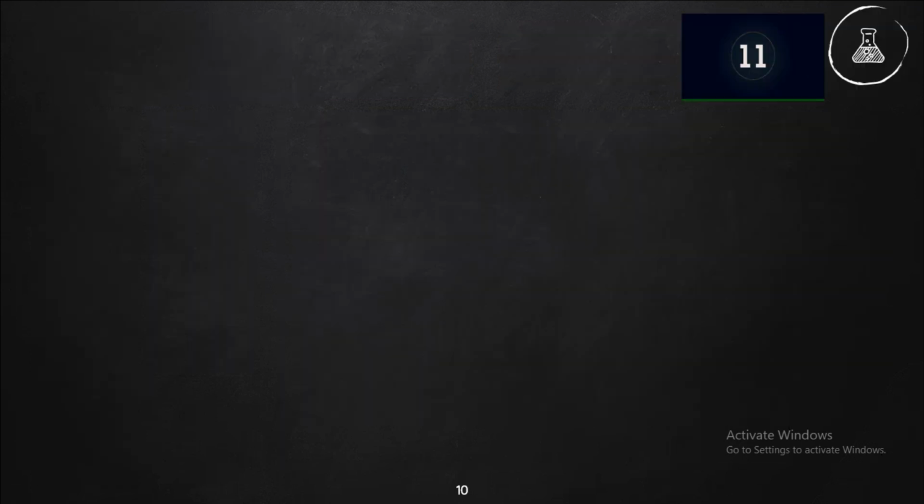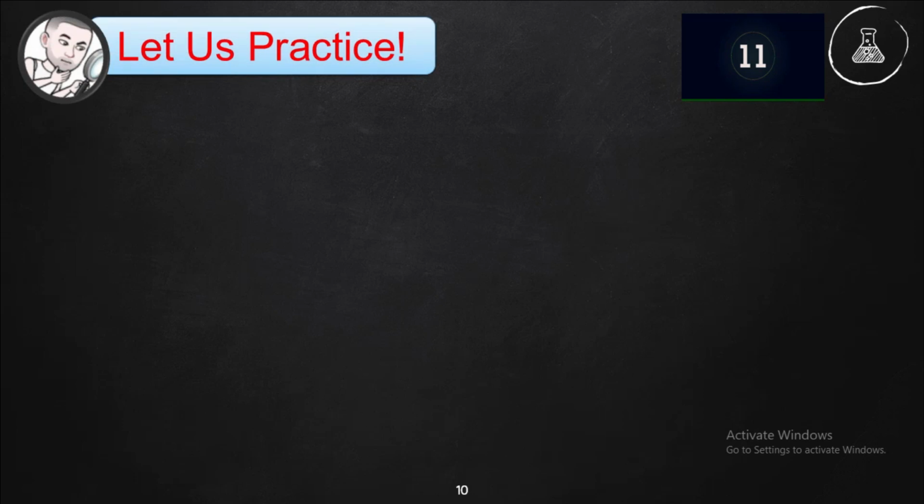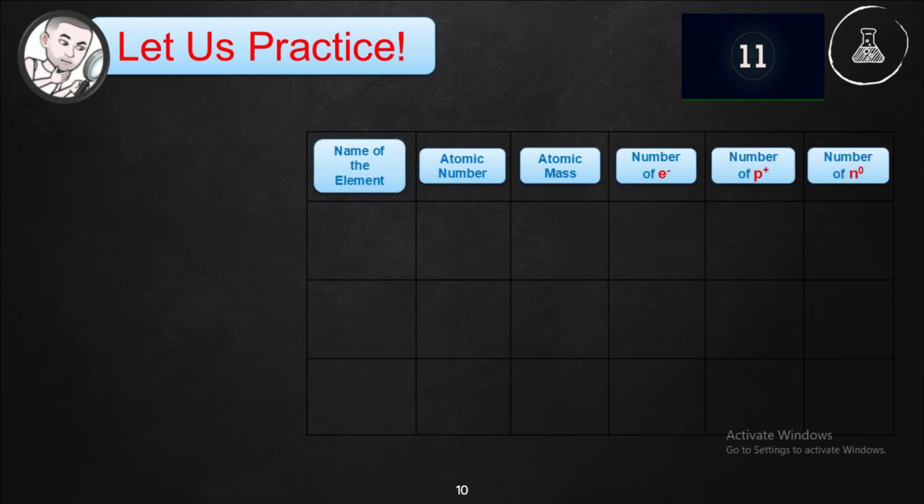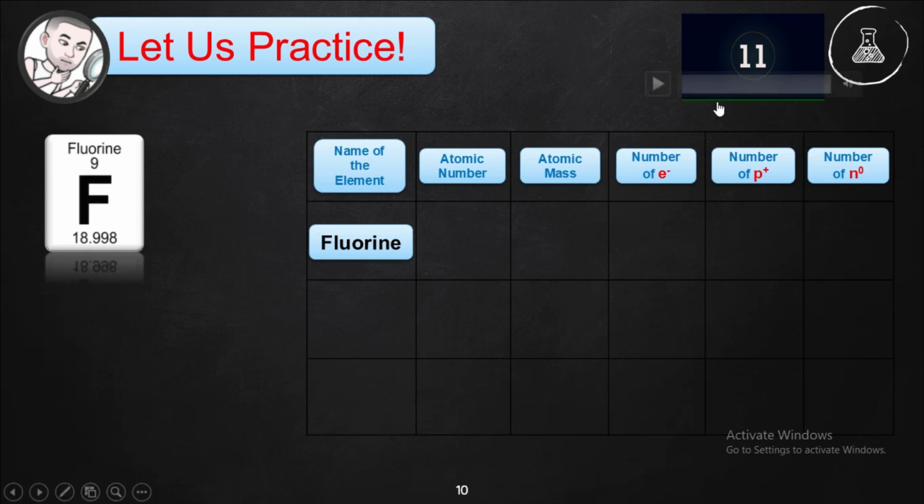This time, let us now apply what you have learned a while ago. All you have to do is to identify the atomic number, atomic mass, number of electrons, number of protons, and number of neutrons of the 3 elements that I'm going to flash. Let's start with fluorine. These are the information of fluorine. I'll give you 10 seconds to think about your answer.